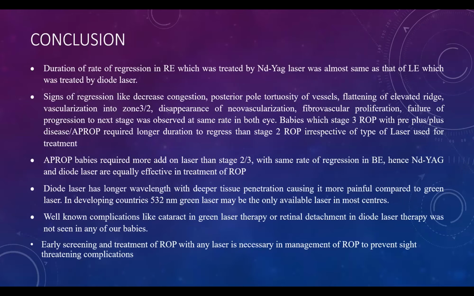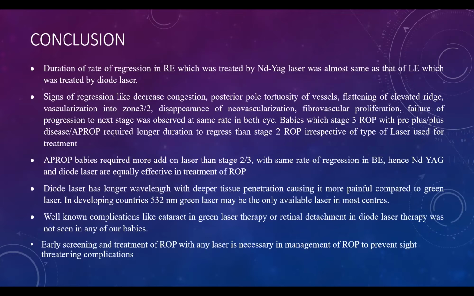Babies with stage 3 ROP with pre-plus or plus disease or AP or OP required longer duration to regress than stage 2 ROP, irrespective of the type of laser used. AP or OP required more add-on laser than stage 2 or 3, with the same rate of regression in both eyes. Hence, both lasers are equally effective in treatment of ROP. Diode has a longer wavelength with deeper penetration, making it more painful compared to green laser.